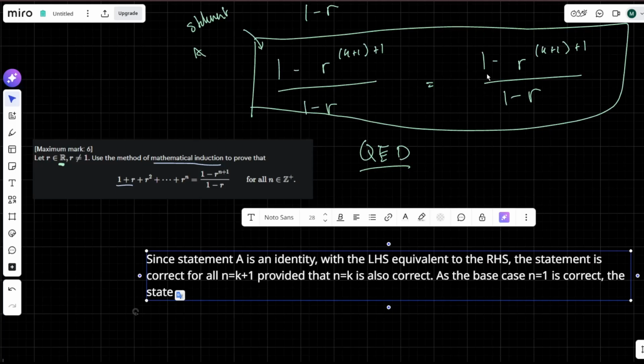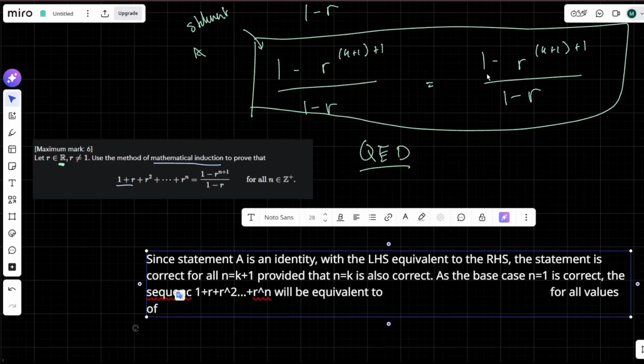Let's be more specific. So we'll say the sequence 1 plus r squared plus r to the n will be equivalent to, I'm going to write this out with pen, but I'm going to leave a gap and then I'll draw it in, for all positive integer values of n.